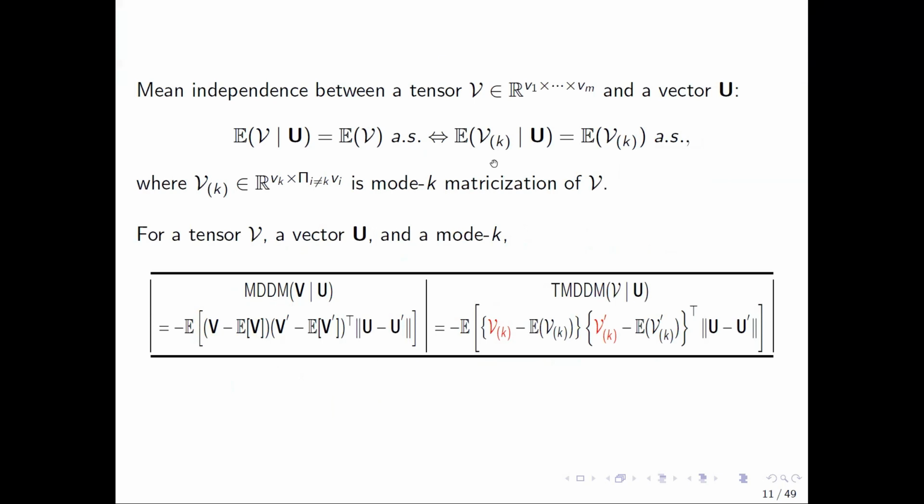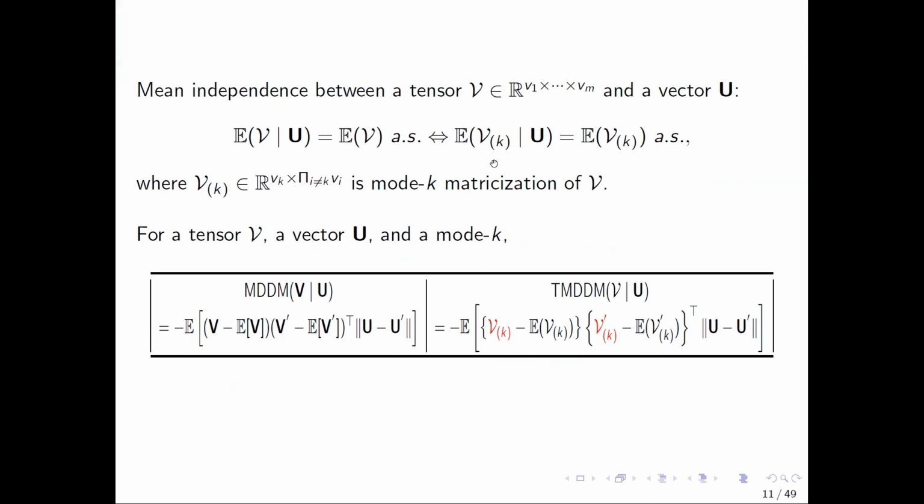And we thought maybe we could extend this MDDM to tensor data and define a new one that will be useful for our dimension reduction on a tensor response. So now I have a tensor, which is V here. It is V1 times up to Vn. This dimension is equal to that. And I have a vector U.